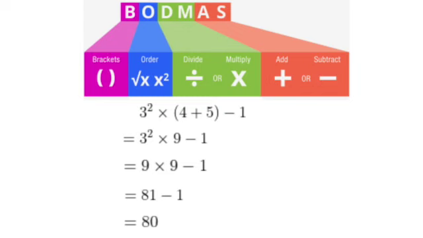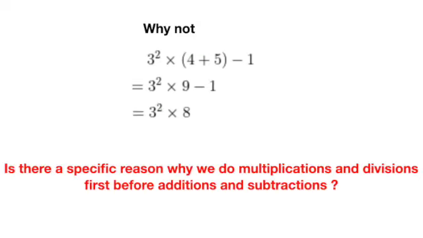So far so good. But have you ever wondered why we do things this way? Why not, for example, evaluate addition and subtraction first before we do multiplication and division? How would that change things? Surely there must be a good reason for us to do things in a certain order, and the choice is not random. In this video, I'm going to address all these questions.